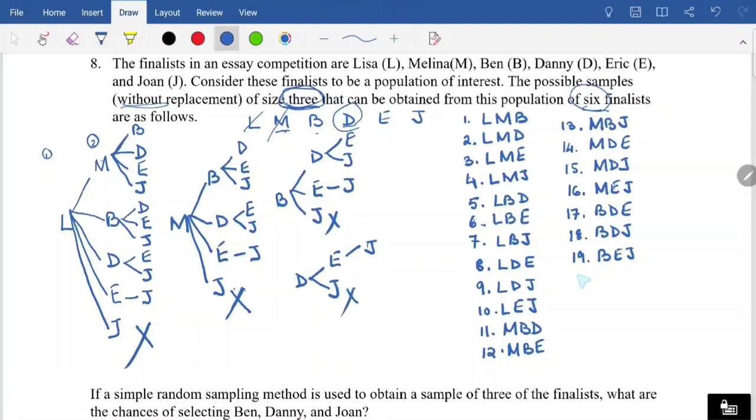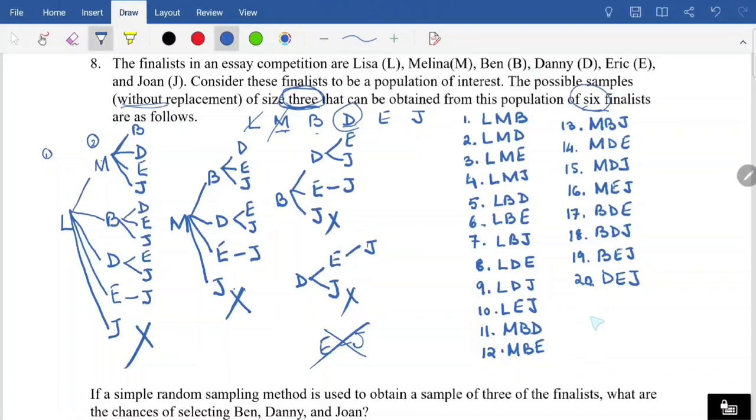The last one. So number 20 is D, E, J, and we stop here, all right? Because we are looking for samples of size 3, there's no point doing another tree with E, because it won't give us a sample size of 3. The only thing that comes after E is J, and if we were working with samples of size 2, then yes, we would have to do another tree with E. But since this is samples of size 3, we've covered all possible samples now, and there are 20 of them.